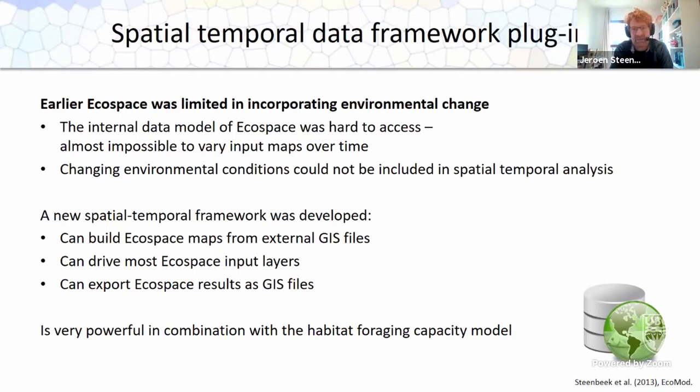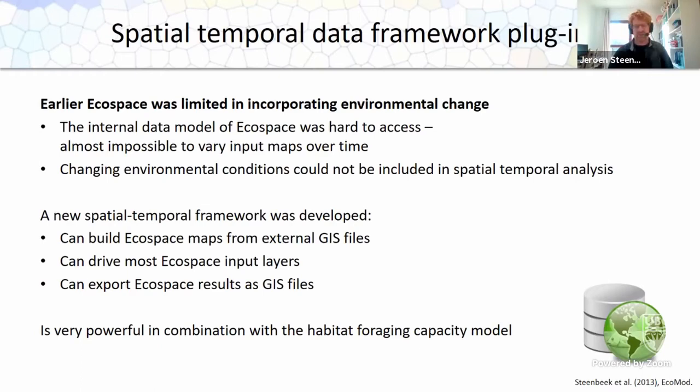And we needed to have that in order to incorporate, for instance, environmental impact and dynamics. So the Spatial Temporal Data Framework is basically a GIS toolkit that can bring Ecospace maps from external data, from GIS, geographic information system data sources, into the majority of Ecospace input layers, and can also export Ecospace layers back as GIS files. Which basically allows Ecospace to be much more interconnectable with other tools from the outside. And this is very powerful in combination, of course, with the habitat foraging capacity model, where species affected by temperature respond and the food web responds, things like that.